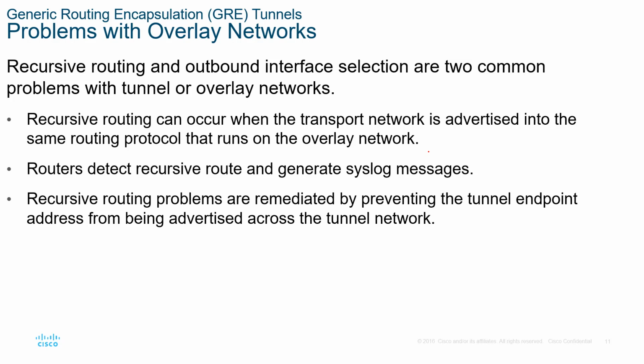The routers will detect recursive routes and will generate a syslog message that we've already seen in the CCNA material. Recursive routing problems are remediated by preventing the tunnel endpoints from the appropriate address from being advertised across the tunnel network. What ends up happening is, if there are two routes, same source and destination, it doesn't know if it's going to be sending it through the tunnel or through the internet. That becomes a recursive routing problem.